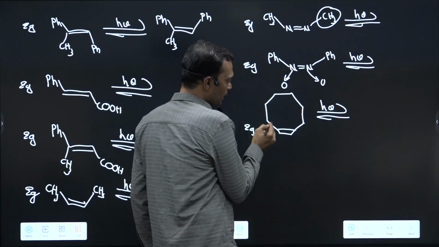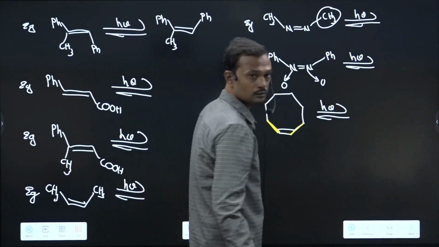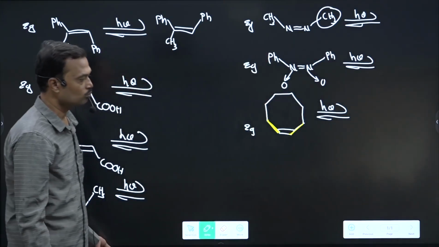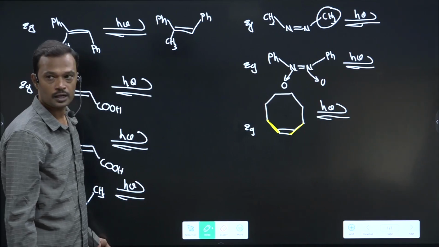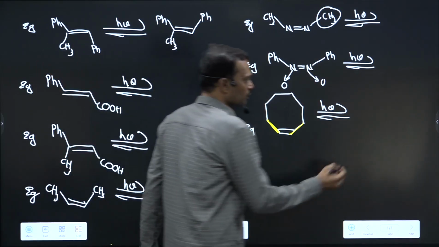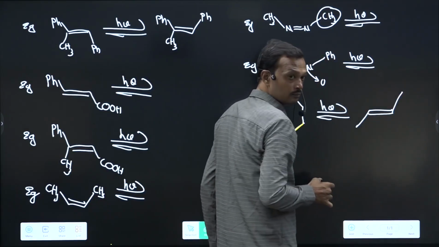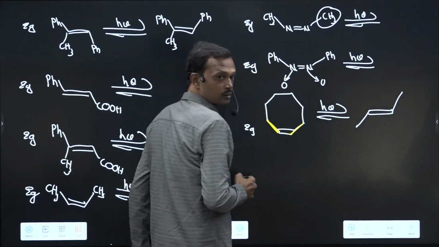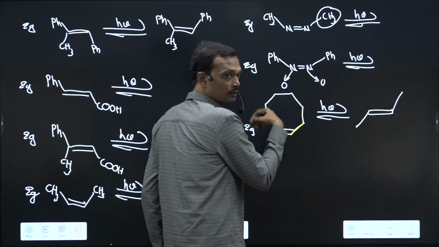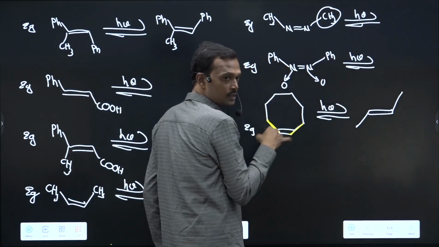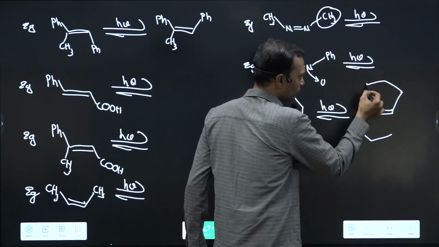Is it a cis or trans double bond? Cis double bond. Now it is converting like this. Here, is it trans or not? Now here, in total how many carbons are there in this one? 8 carbons. 8 or 6? 8. Now see, I am writing 1, 2, here 1, 2.